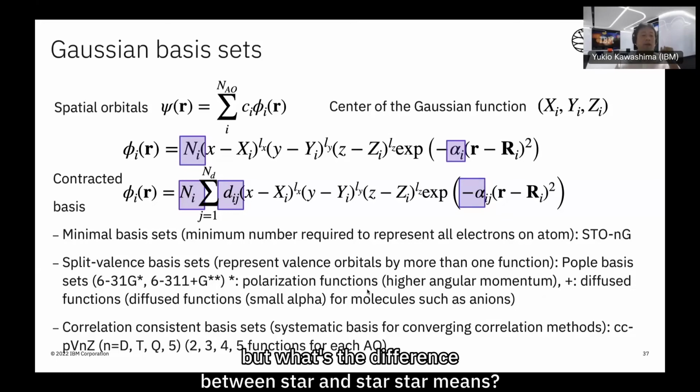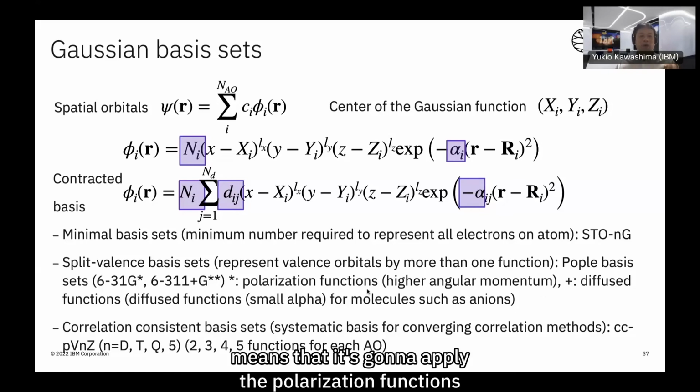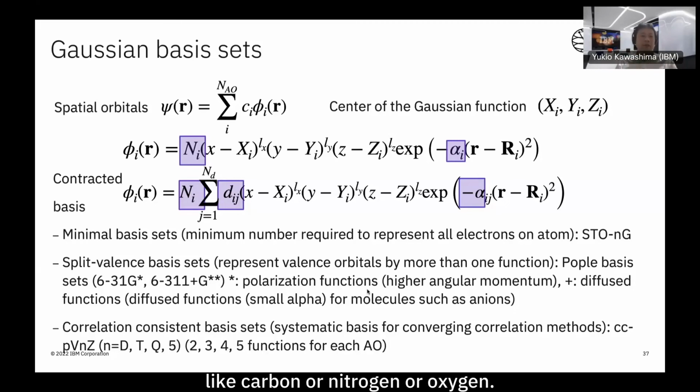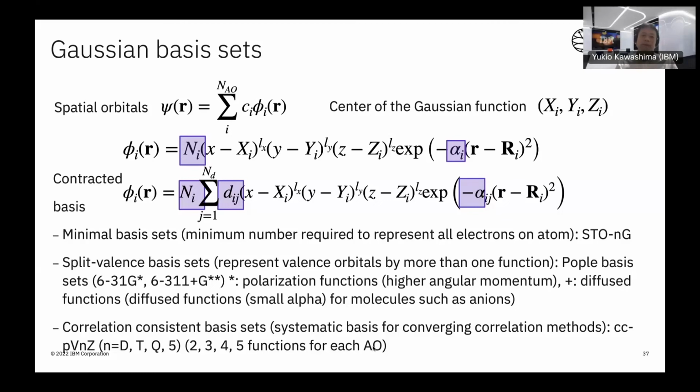But what's the difference between star and star star? The first star means that it's going to apply the polarization functions for the heavy atoms, such as the atoms in the second row, like carbon or nitrogen or oxygen. And if you have star star, the second one means that you're going to introduce the polarization functions to light atoms, which is hydrogen.